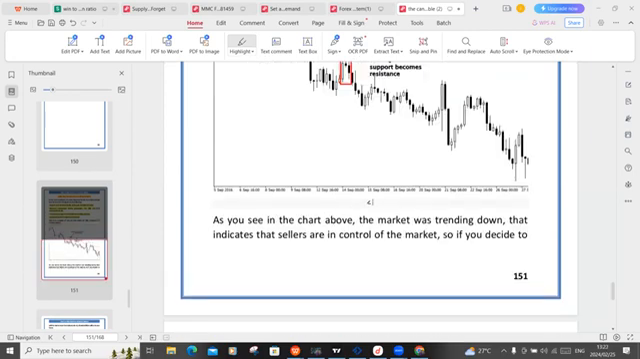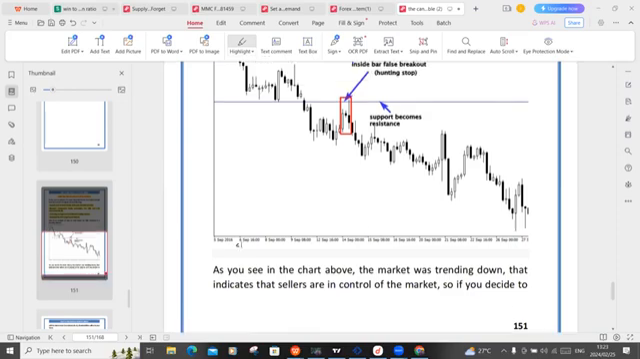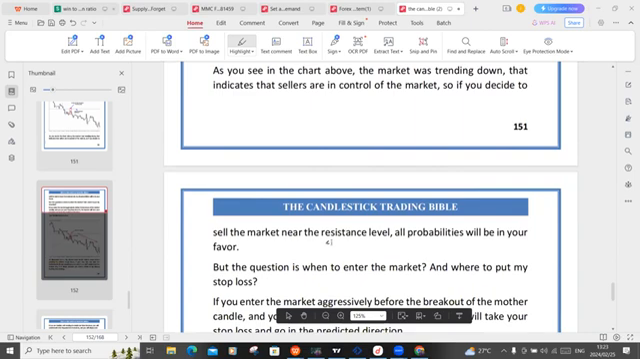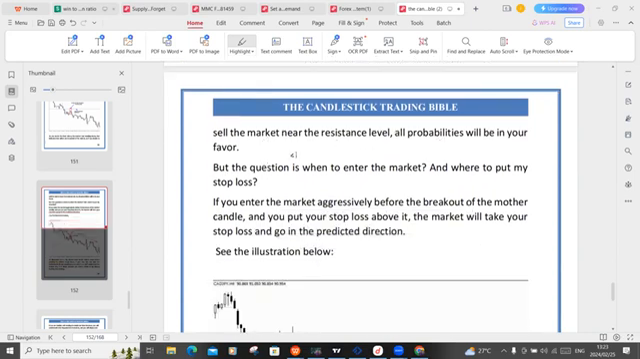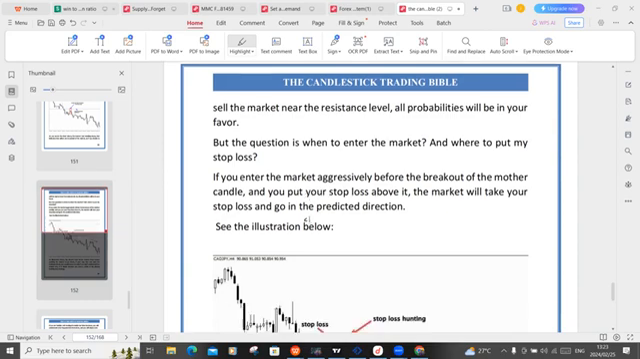As you can see in the chart above, the market was trending down. That indicates that sellers are in control of the market. So if you decide to sell the market near the resistance level, all probabilities will be in your favor. But the question is when to enter the market and where to put my stop loss. If you enter the market aggressively before the breakout of the mother candle and you put your stop loss above it, the market will take your stop loss and go in the predicted direction.